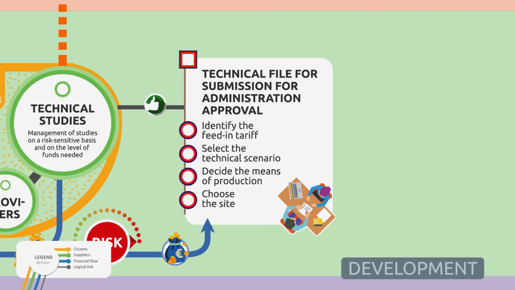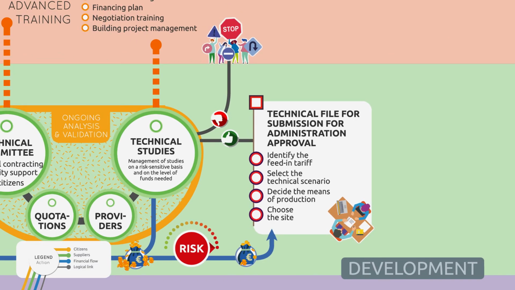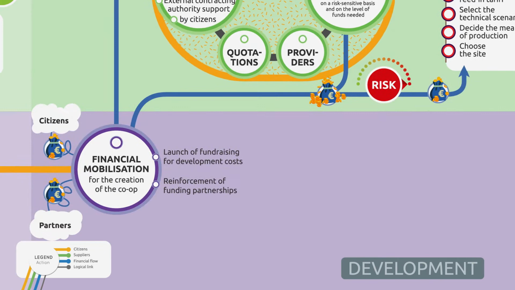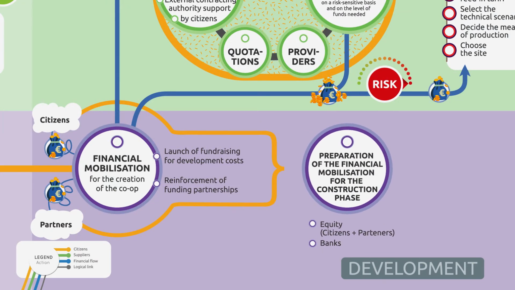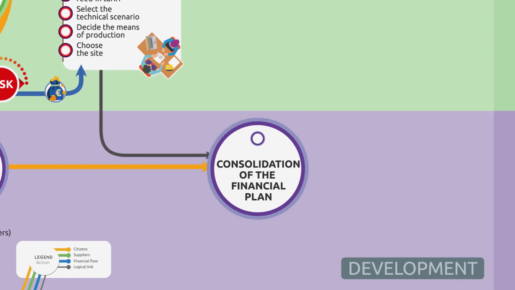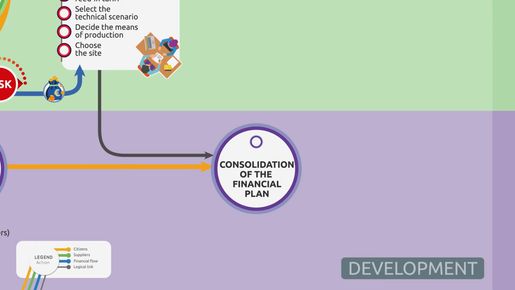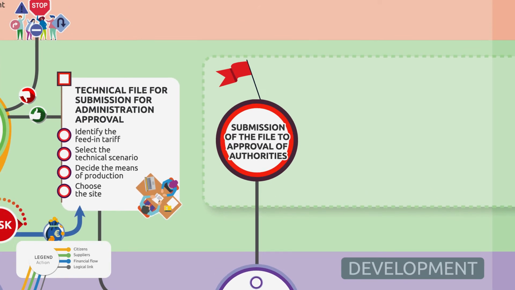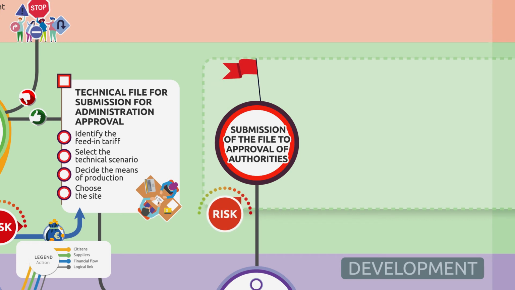This document will identify the feed-in tariff, select the technical scenario, decide the means of production, and choose the site. The community will have to prepare for the financial mobilization for the construction phase. This step, along with the technical file for submission for administration approval, will progress the project into the consolidation of the financial plan. Once the technical file is submitted, the group must receive the approval of the administrative authorities.